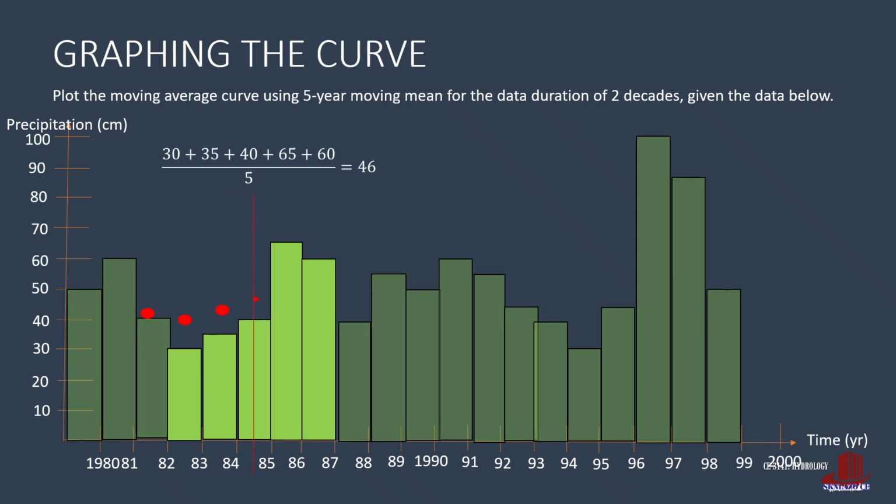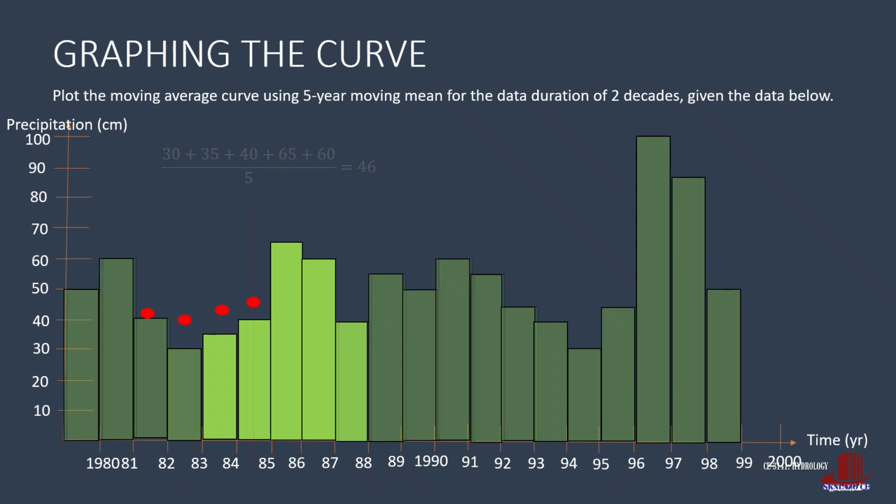The next 5 years have rainfall depths of 30, 35, 40, 65, and 60, and their average is 46. This point is placed between 84 and 85. The next group has precipitation depths of 35, 40, 65, 60, and 40, having an average of 48, pinned between 85 and 86.